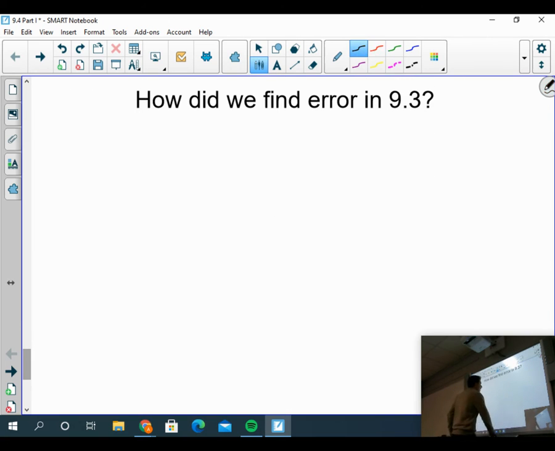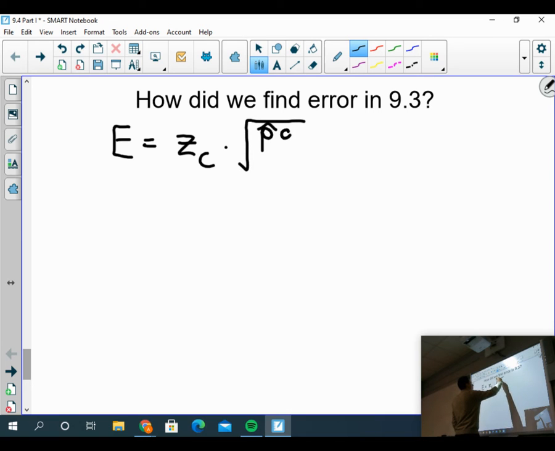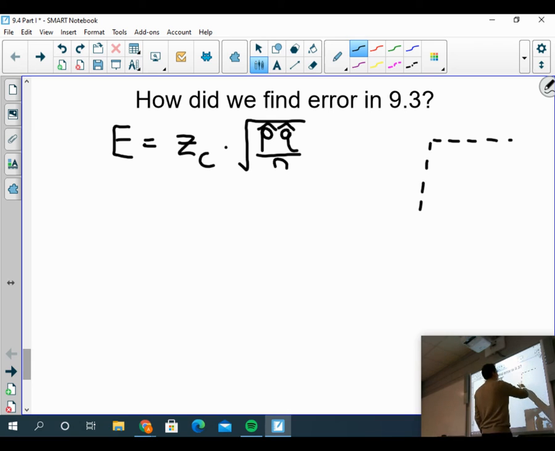Again, using the same logic, our error in 9.3 when we were working with large samples was z of c times the square root of p hat q hat divided by n. Again, we're assuming here that we're working with large samples, otherwise we wouldn't be able to use z of c.